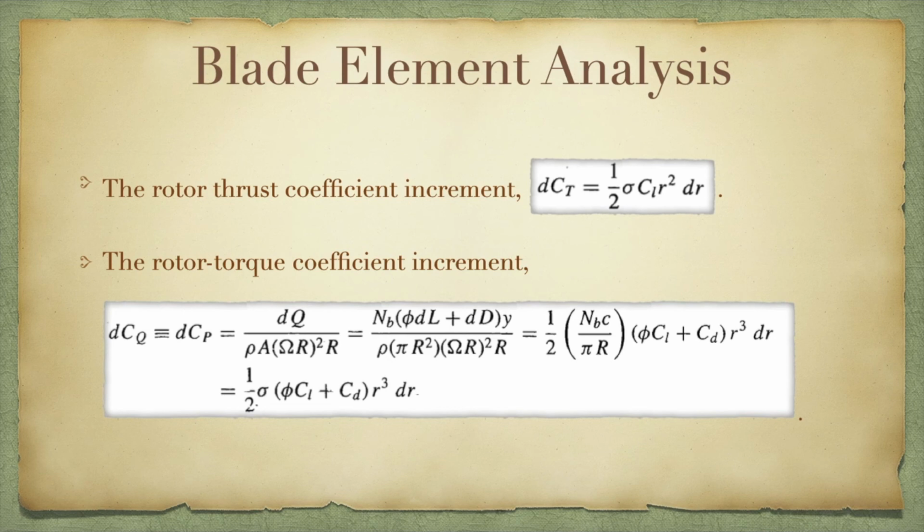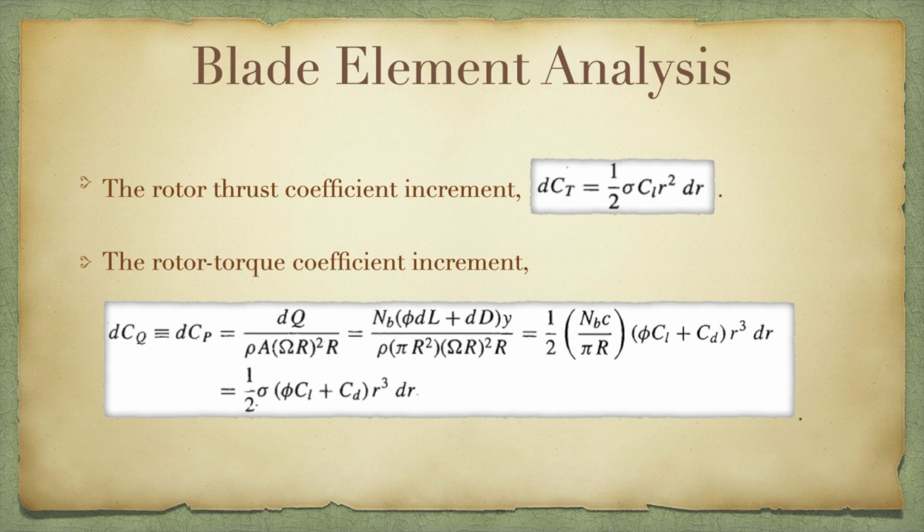removing the denominator and upper part, we get 1 by 2 Nb c by pi R into (phi Cl plus Cd) into r cubed dr. Now Nb c by pi R is your rotor solidity sigma. On simplifying, dCQ is equal to dCP, that is the rotor torque coefficient increment, is equal to 1 by 2 sigma (phi Cl plus Cd) r cubed dr, which will be noted to represent the sum of an induced part and a profile part.